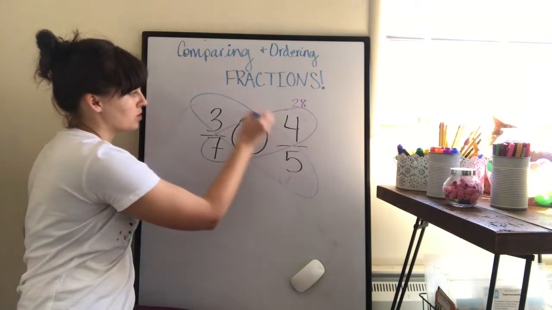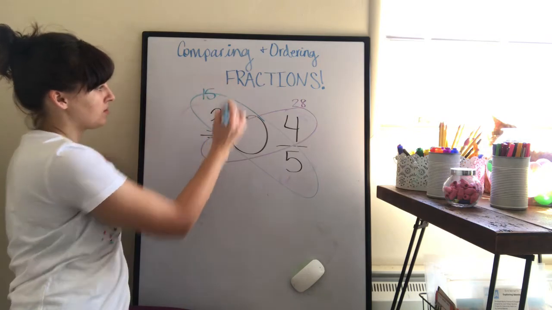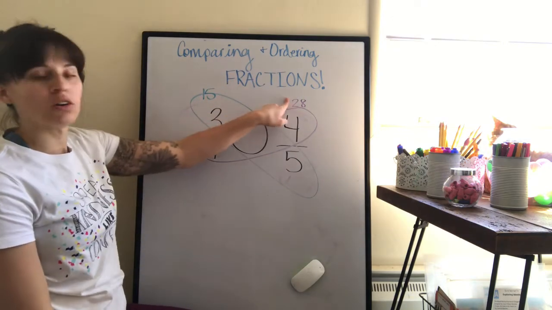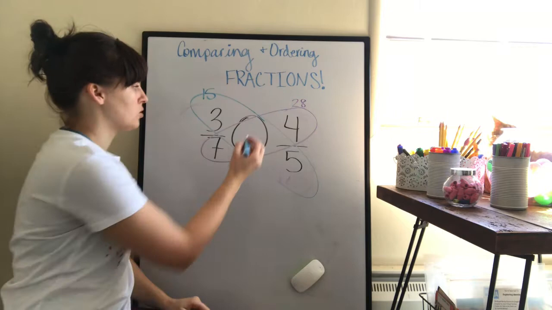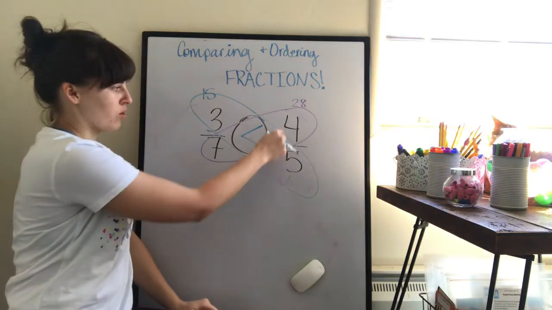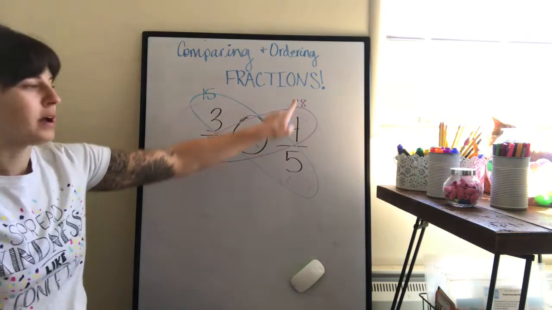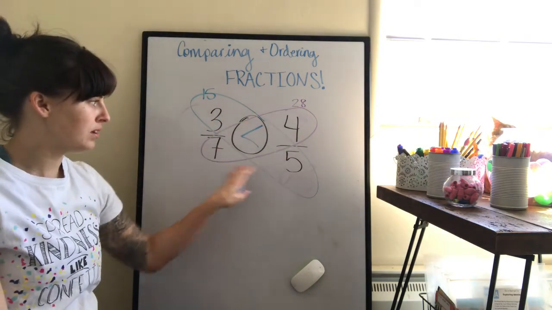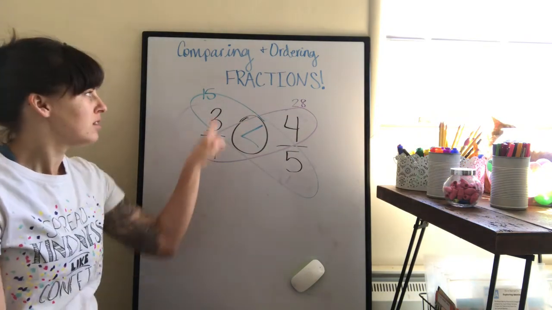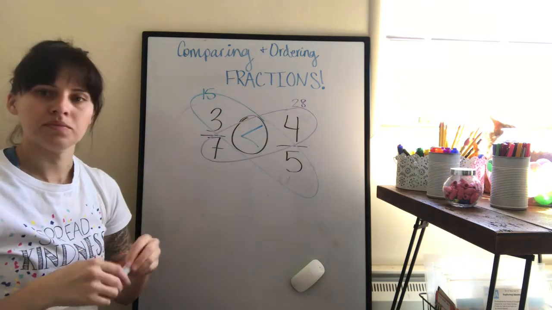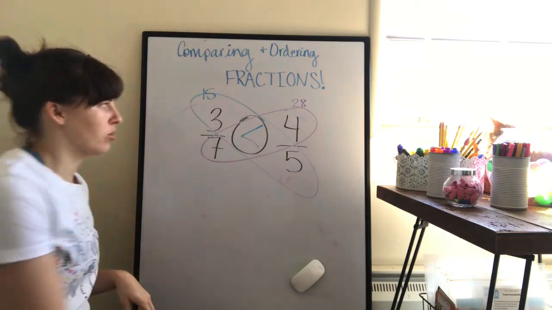5 times 3, 15. What's bigger, 15 or 28? 28. So 4 fifths is bigger than 3 sevenths. And that's why the cross multiplying works, right? If we changed both of these denominators, those would be our new numerators. That's why that works. So now let's do ordering fractions.